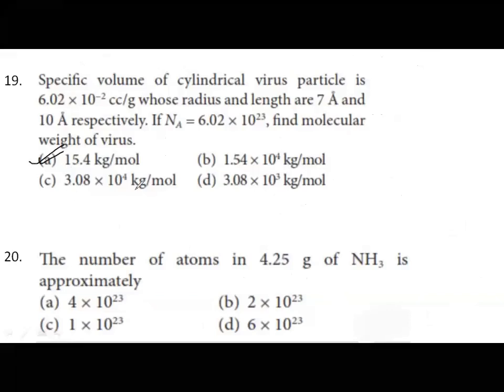Next question. The number of atoms in 4.25 grams of ammonia is approximately. Ammonia is NH3. What is the molecular mass of ammonia? It is 14 plus 1 into 3. So it is 17 grams. So I can say 17 grams of NH3 is equal to Avogadro number of particles.